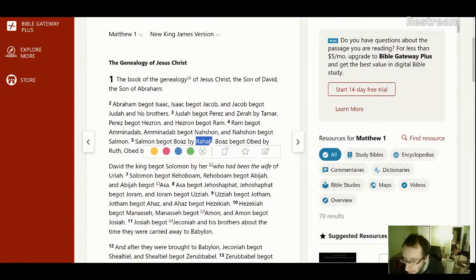Where do we see this? Nowhere in the Old Testament does it say that Rahab was the wife of Salmon and begot Boaz. So Matthew's getting this seemingly from nowhere. I believe he got it from the Apocryphon of Joshua or the Testament of Joshua.